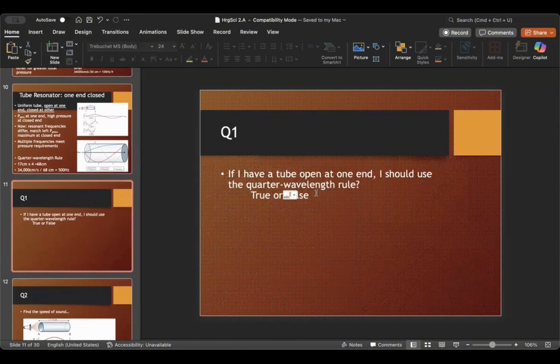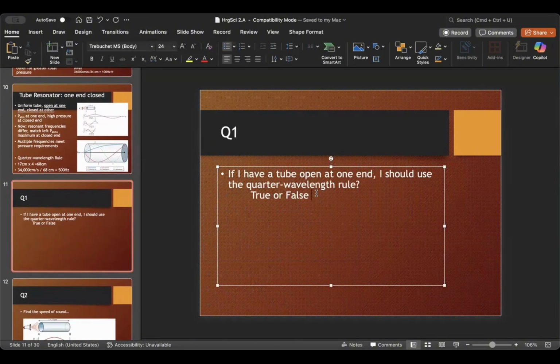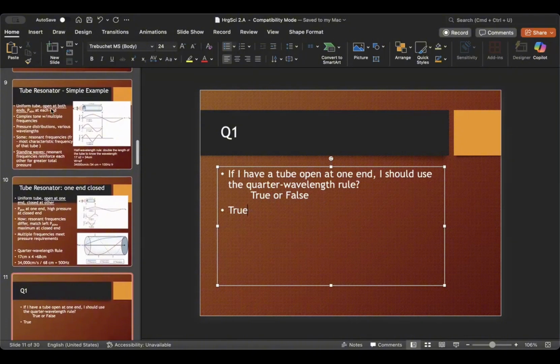Okay, now for our first example. If I have a tube that's open at one end, I should use the quarter wavelength rule. Is that true or false? And that is true, correct. Because remember, if it is open at one end or closed at one end, that will be a quarter wavelength. But if it's open or closed at both ends, we'll use the half wavelength rule. We can see here: open at both ends, or open or closed at one end.